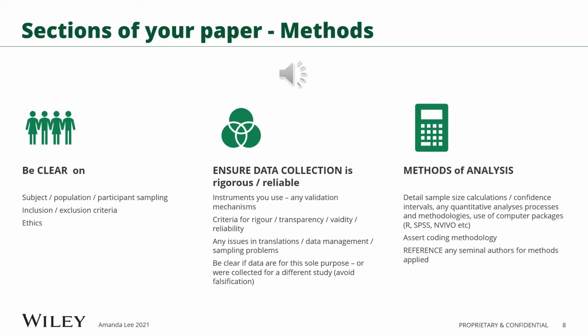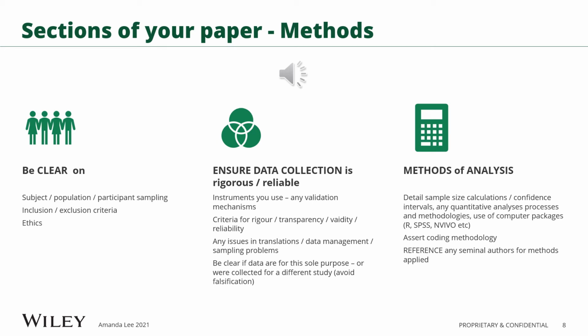Now the other part of a methods section as well is just to identify what your methods of analysis are. So how did you calculate the amount of people that you had to sample to make something clinically significant? What were your confidence intervals based on, and how did you determine confidence intervals? And what p-value did you determine?